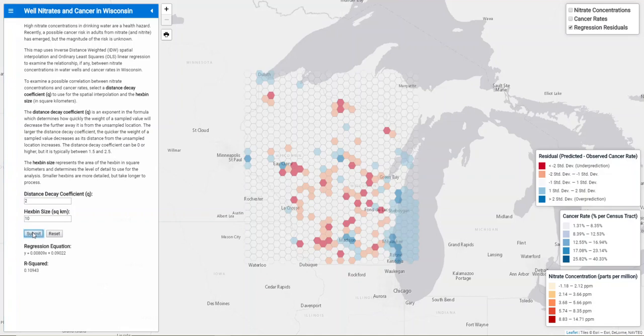The first is a layer showing the difference between the interpolated cancer rates and the predicted cancer rates based on ordinary least squares linear regression. The regression residuals are symbolized based on their standard deviation. Over predictions, places where the predicted rate is higher than the observed rate, are shown in blue, while under predictions, where the predicted rate is lower than the observed rate, are shown in red. You'll also notice that the regression equation and its R-squared are shown in the sidebar. You can click any hex bin to view its nitrate concentration, observed cancer rate, and predicted cancer rate.